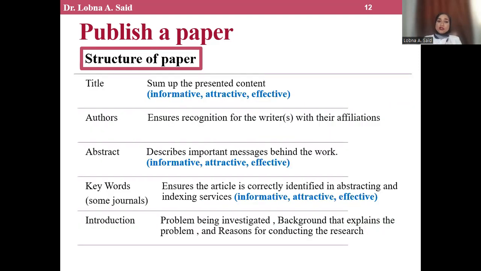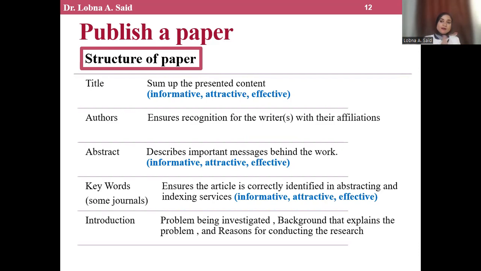What is the paper structure? The title. The title is really important. It should attract people. It should sum up the presented content in small keywords, and make it informative, attractive, and effective. It has to stick in the head when we read your title, to get full information about what the paper talks about from the title itself.